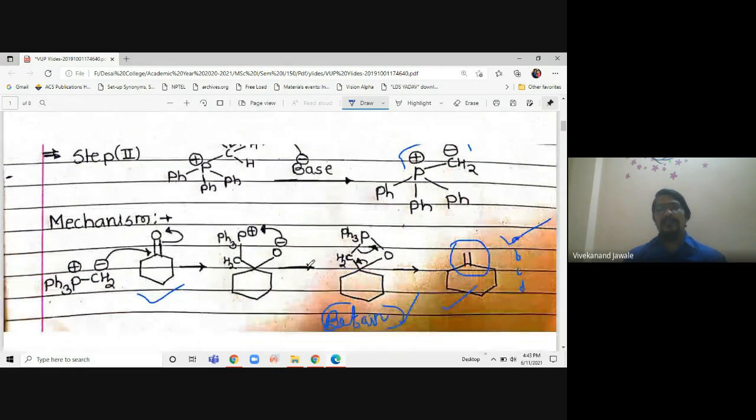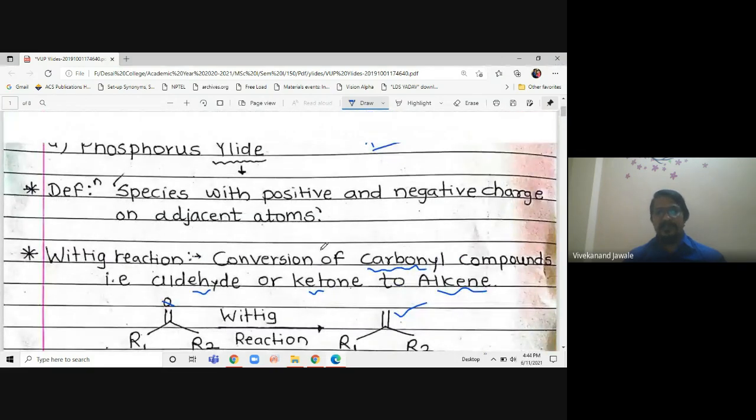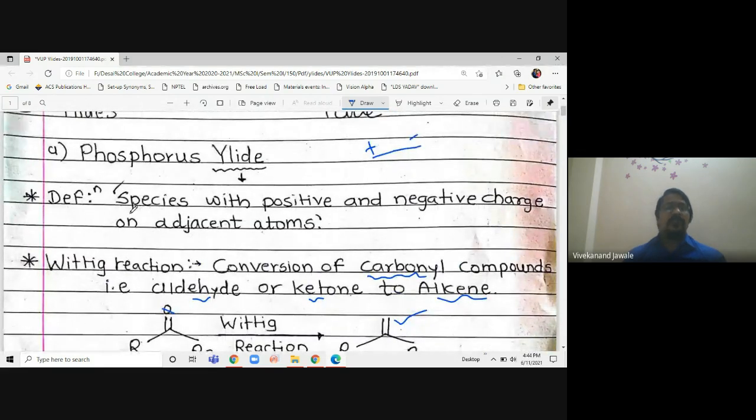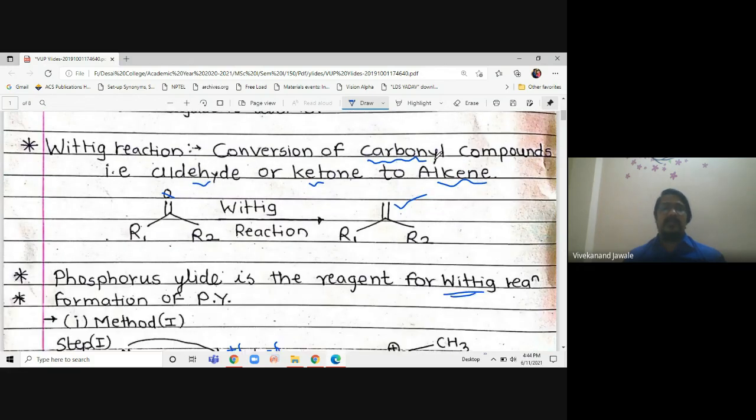So how many questions are there on a single page that we can see? Four statements will be given. They will ask which one is correct. What is the ylide that we should know: positive and negative charge should be present on adjacent atoms. So this is the first. Second, what is the role of this Wittig reaction? That is, carbonyl compounds, that is aldehyde and ketone, are converted into alkene. So this is the second type of question. They can ask such a question over here.